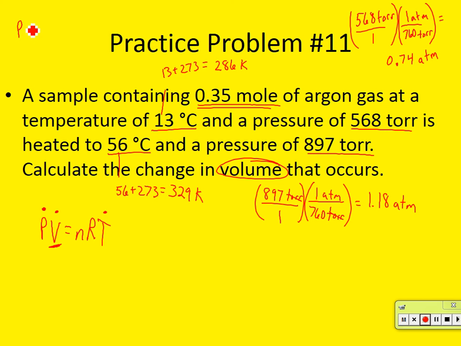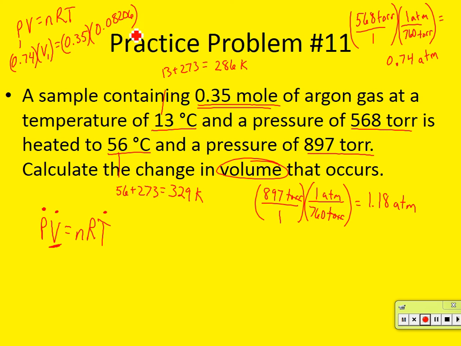Okay, let's do that. I'm going to do it up here. So PV equals nRT. Now let's plug in. What's pressure initially? What was it, guys? 0.74 atmospheres? Yes. Okay. We don't know volume initially. I'm going to call it V1. Is equal, what was the number of moles? 0.35.